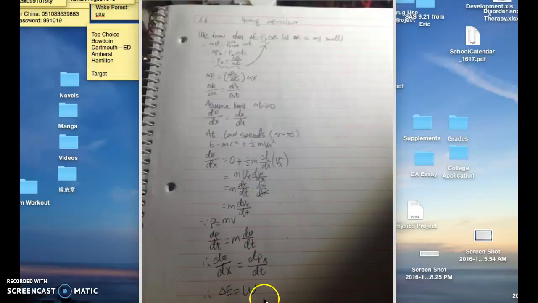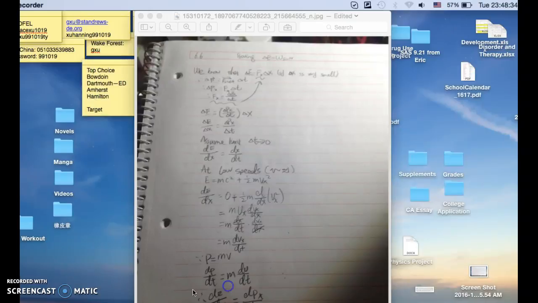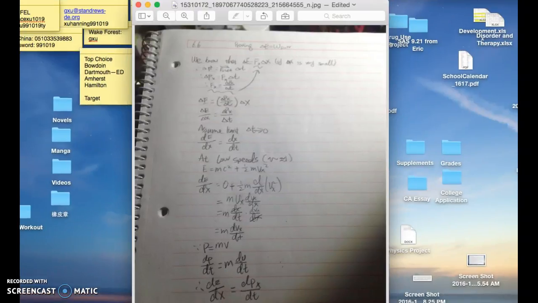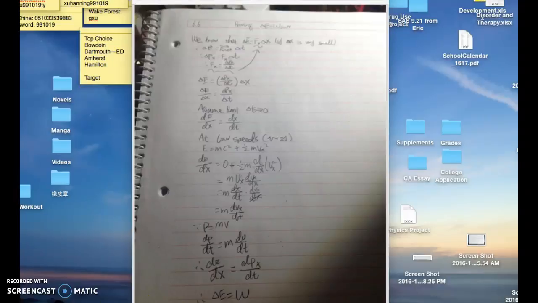And that just proves that delta E is equal to work from the surroundings, because coming from this equation here, we directly derived that from delta E is equal to work from the surroundings. So if this is correct, delta E is equal to work must be correct as well.